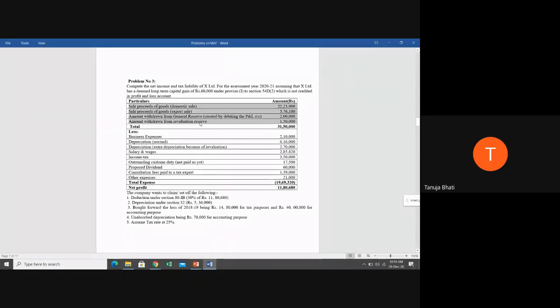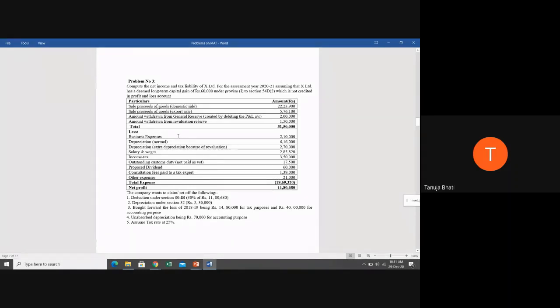This, as we know, is obviously the credit side, because the credit side shows all your income. Clear? So let us see one step. Sale proceeds of goods: this is neither to be added nor to be deleted as per the specified list. Sale proceeds of goods, export sale: this also is neither to be added nor to be deleted.